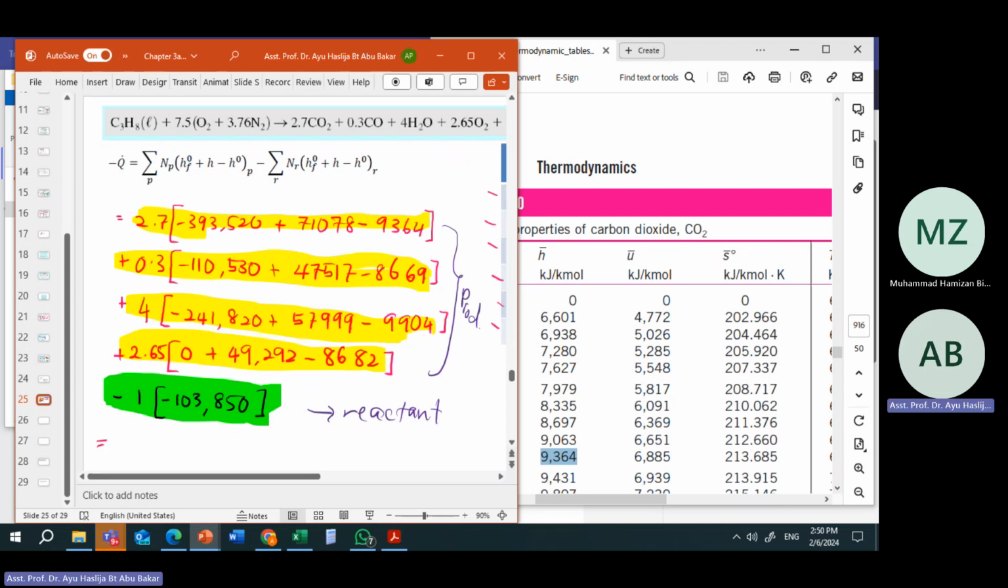Kalau reactant tu yang air tu kita tak payah ni, tak payah yang 7.5 tu, sebab HF dia dah zero. O2 dengan N2 dah zero. Sebab dekat produk kita dah, kan, maksud saya, ada change in temperature. Betul juga.